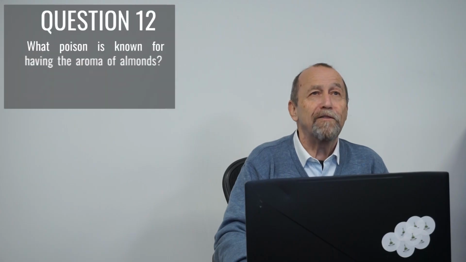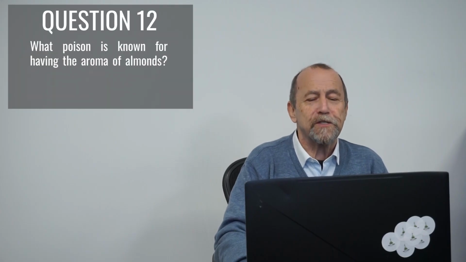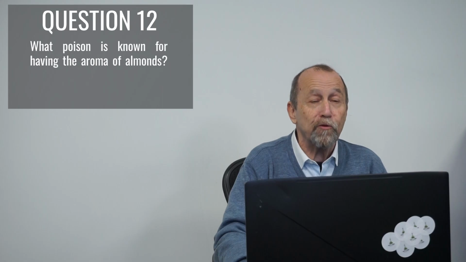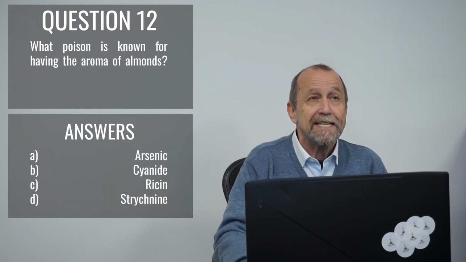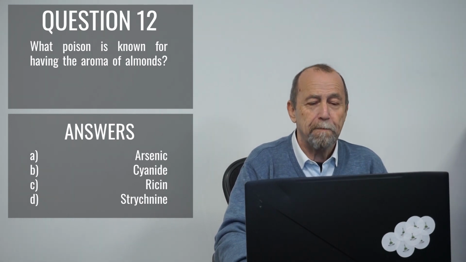Question 12. What poison is known for having the aroma of almonds? Is it arsenic, cyanide, ricin, or strychnine?